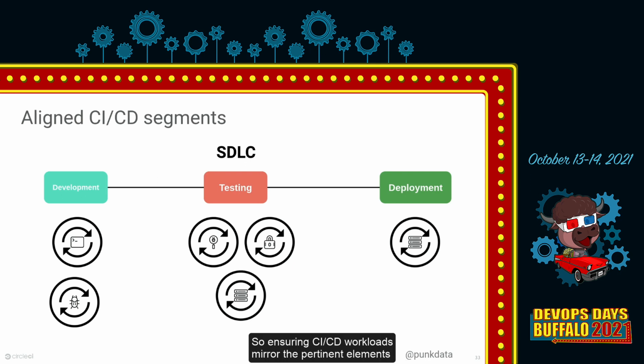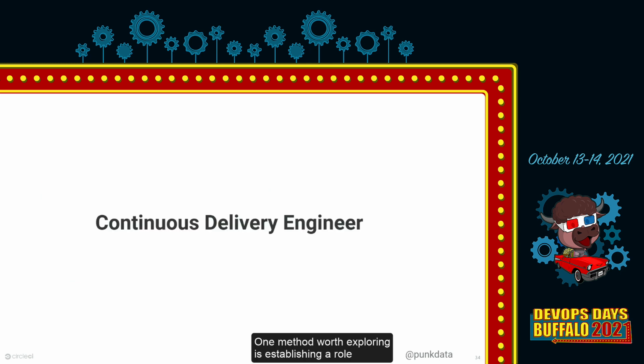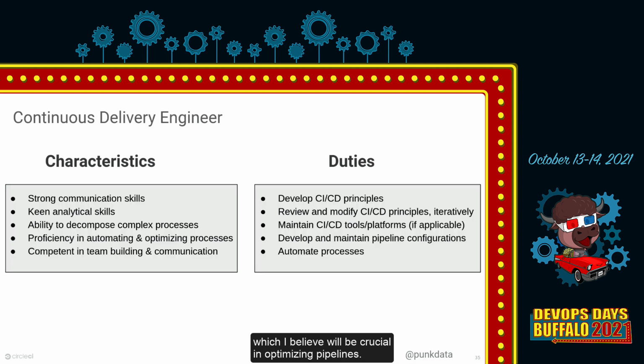So ensuring CI/CD workloads mirror the pertinent elements of your software development processes is critical in maintaining effective software release cycles, especially in high-performing teams. One method worth exploring is establishing a role that is effectively a CI/CD czar, or continuous delivery czar. I wrote a few blog posts on this topic, and in it I discussed the characteristics and duties of this role, which I believe will be crucial in optimizing pipelines.